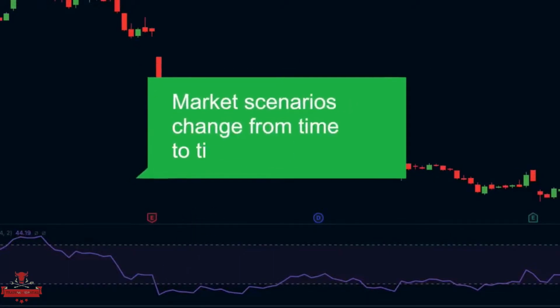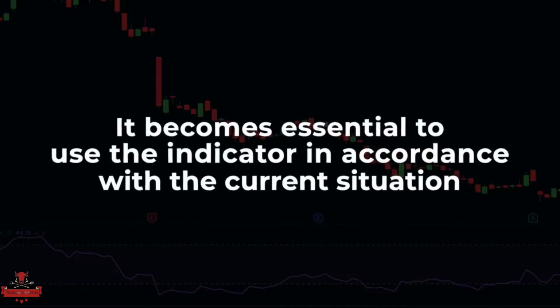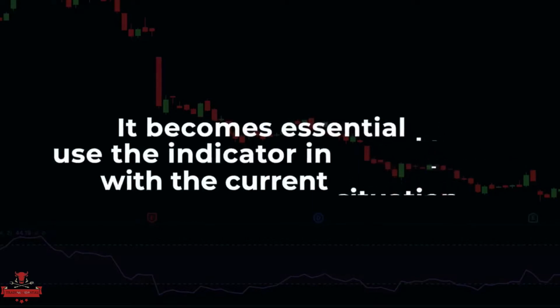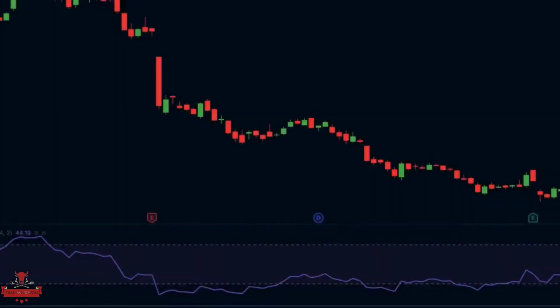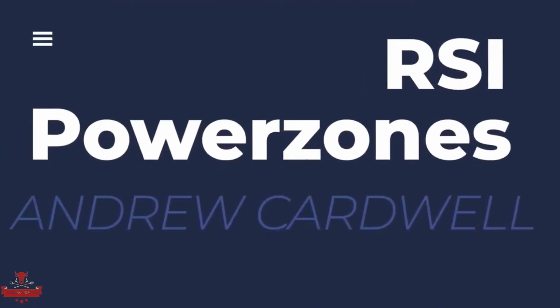The reason this happens is that the market scenarios change from time to time. Therefore, it becomes essential that we use the indicator in accordance with the current situation or scenario. This is where our secret strategy comes into place. The strategy that I will share today is based on the concept of RSI power zones that was introduced by a trader named Andrew Cardwell.